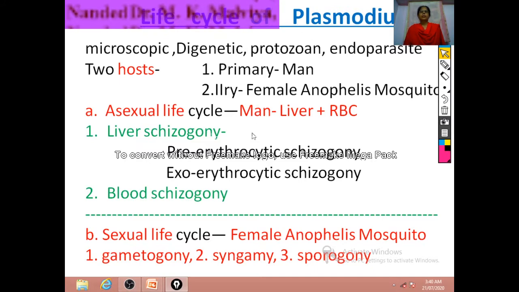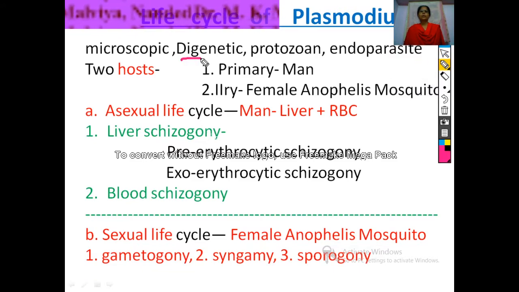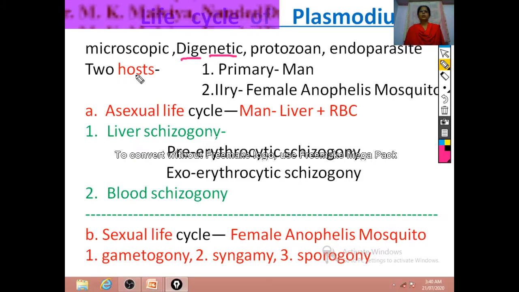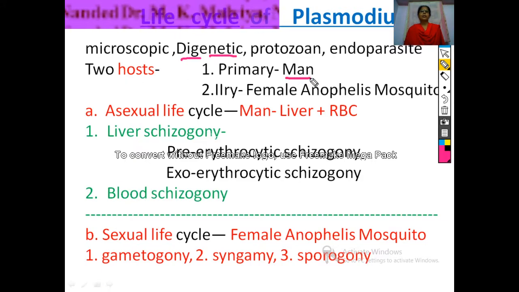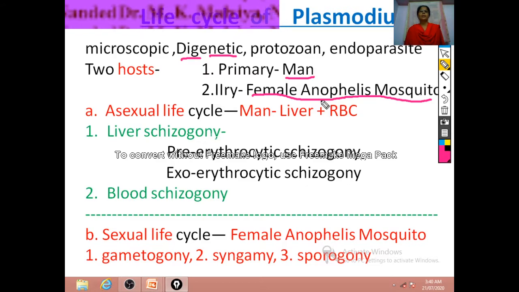Let us see the glossary of the life cycle of Plasmodium. Here, the Plasmodium parasite has two hosts, so it is called digenetic. Digenetic means having two hosts: di means two, genetic refers to the host. One host is man and the other host of this parasite is the mosquito, the female Anopheles mosquito. So it is digenetic.